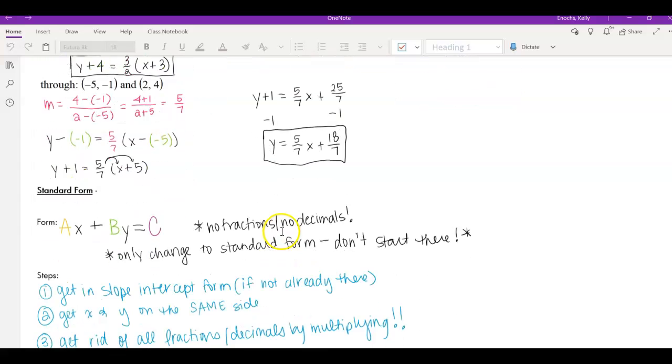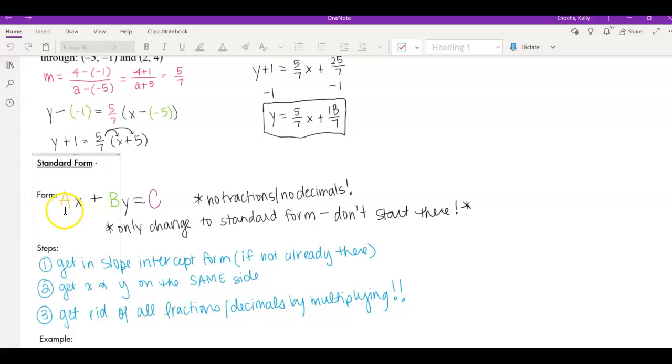Next up is standard form. And if you remember, standard form is an equation where you have ax plus by equals c. Notice those x and y's are on the same side. That's what makes it unique here, not y by itself. And we also want to remind you that in standard form, you're not going to have fractions or decimals. You're going to actually multiply to get rid of those numbers. And we're also going to change to standard form, but we're not actually going to ever start there.